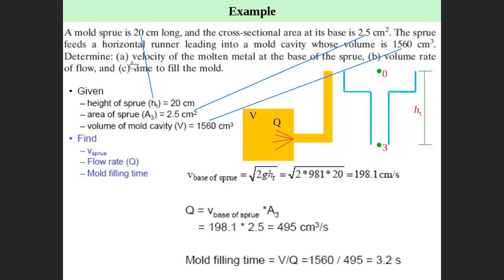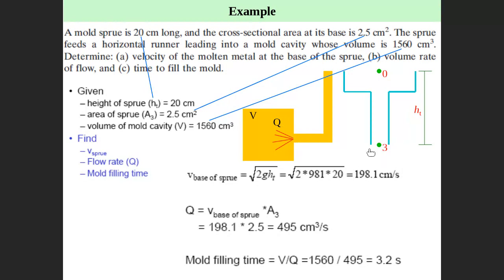What is needed? The question is to determine the velocity of the molten material at the base. We need to know V3. What is V3? This is the first question. Second question, what is the volume flow rate, Q? Third question, what is the time to fill the mold cavity? One by one.